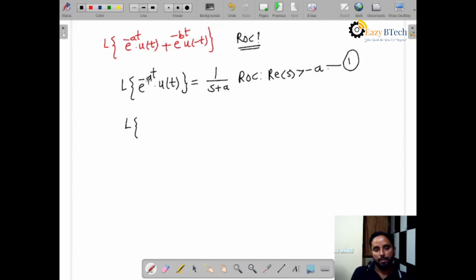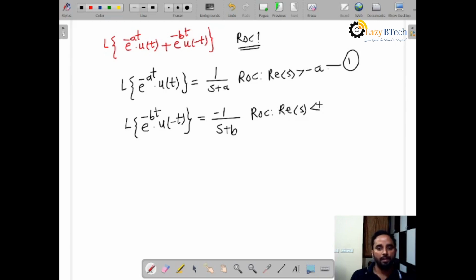And the second one, the Laplace transform of e^(-bt) u(-t). Its Laplace transform is -1/(s+b). So here we get a minus, right? Minus 1/(s+b). And the ROC is real part of s less than -b.